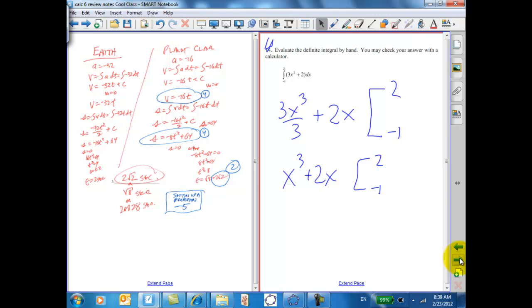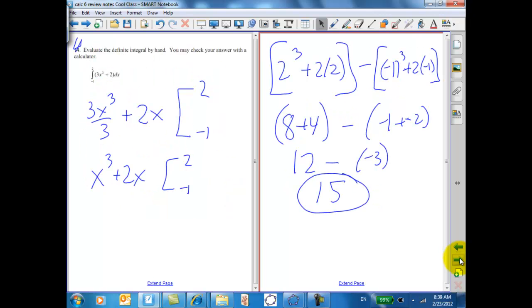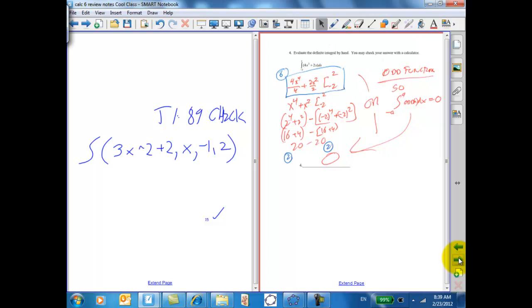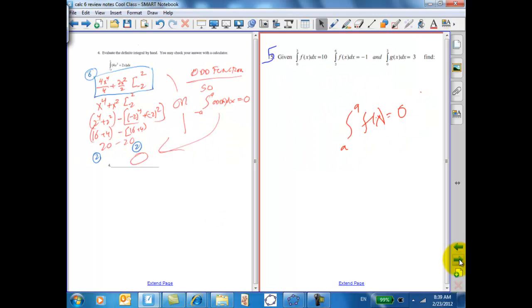And now this one definitely says do it by hand. And you can check the answer with the calculator. Okay, cranking it up. There's the TI-89 check. There's another one done by hand. I think we'll practice doing some of those.